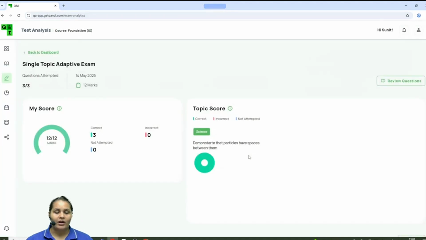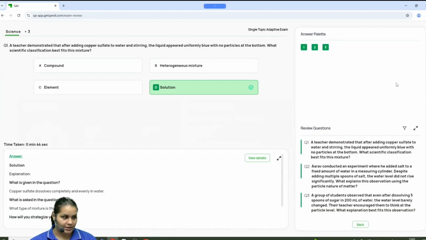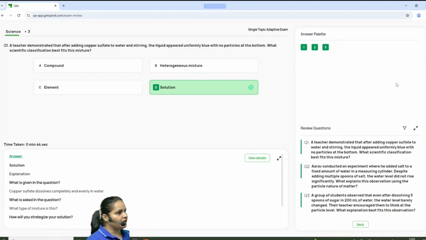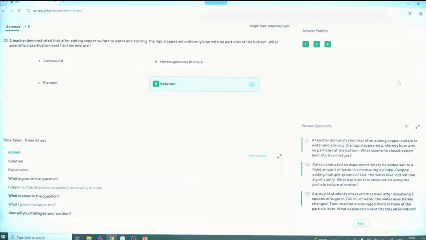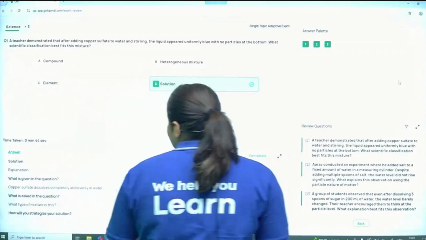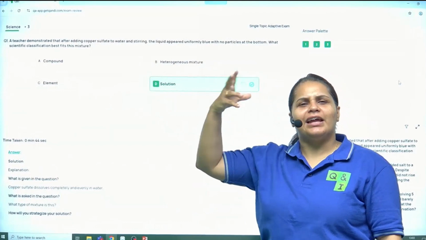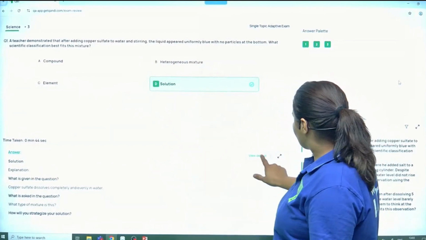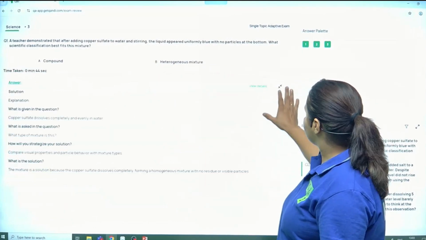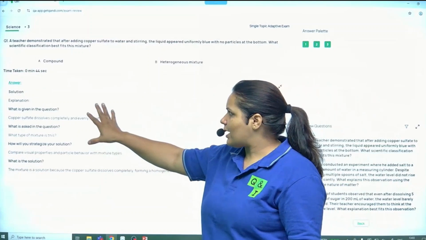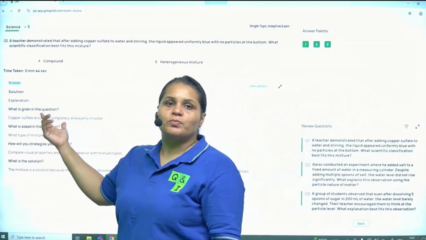Okay, so all three of your questions are correct. But if you go wrong, how will you check? You can simply go to review question. Now, here you will see, suppose I have made this wrong or I would like to know the correct answer. So I can simply make it full screen and see how it is explained here.